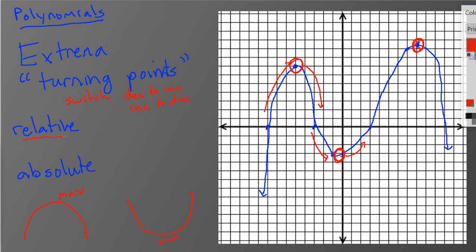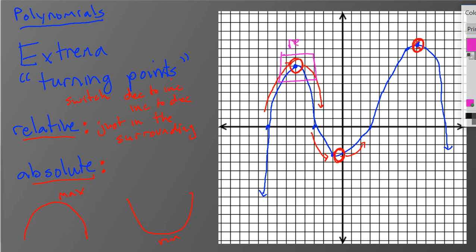But of these two different kinds, mins and maxes, we could have relative extrema, or relative turning points, or absolute minimum or turning points. So a relative means just in the area surrounding. So if we take a look at my picture right here, I do have two relative extrema. The first relative extrema is right here.